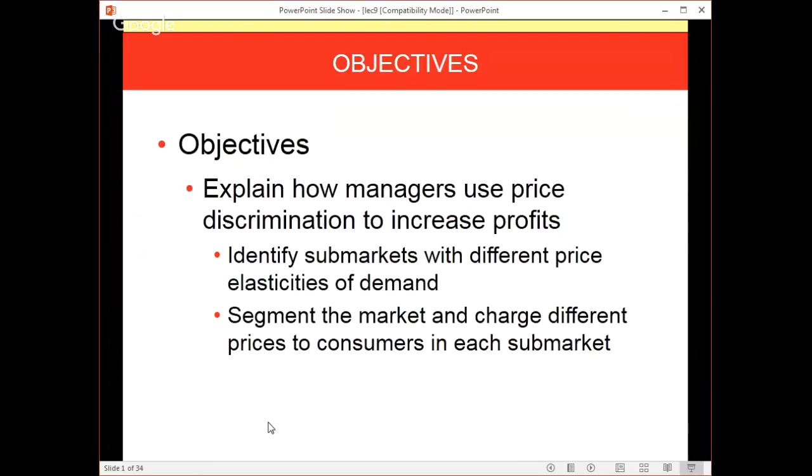Some of the material. We're going to start with price discrimination.